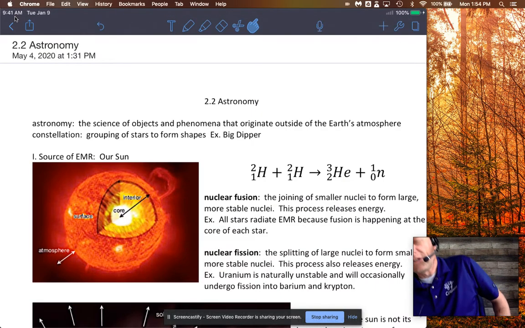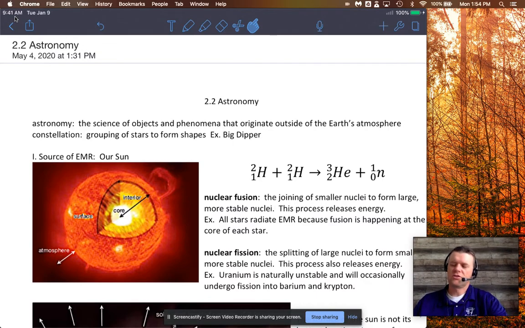I want to just take some time to talk about astronomy. This is the last section in the physics unit, and there's really no formulas with this one. All you'll need to know are the principles behind it. So if you follow through these notes, I'll do a few examples. I think you'll be ready to go.